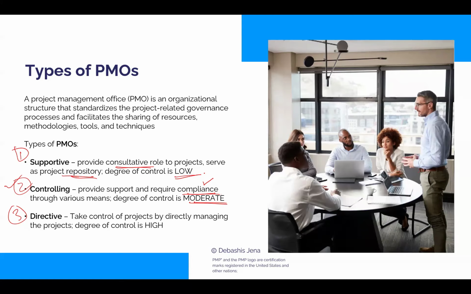A third type of PMO, directive. These are characterized as exerting a high level of control. In other words, these PMOs take total control of the project, full control. The way it works in these PMOs is that the project manager's reporting would be directly to the PMO. In this kind of directive PMO, the company has a pool of project managers and all of them report directly to the PMO. That's how the PMO takes total control of the project. So they would direct the project manager. We call them directive PMOs. So these are the types of PMO we see in the industry.